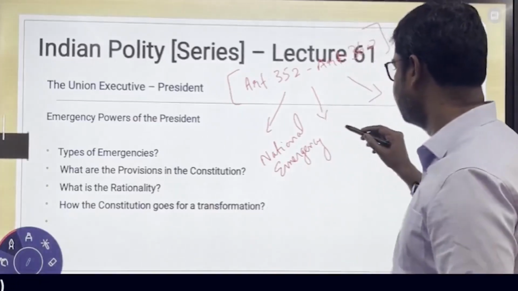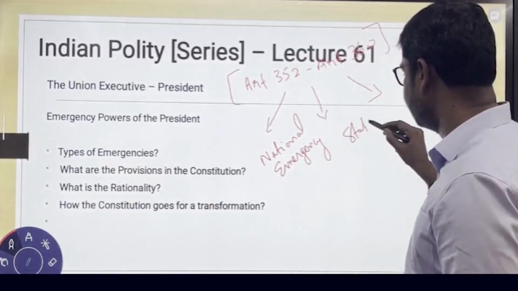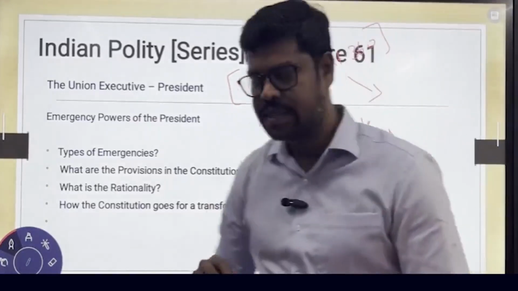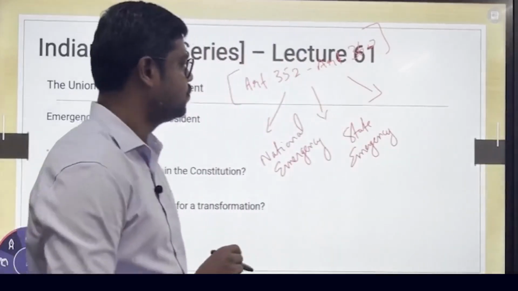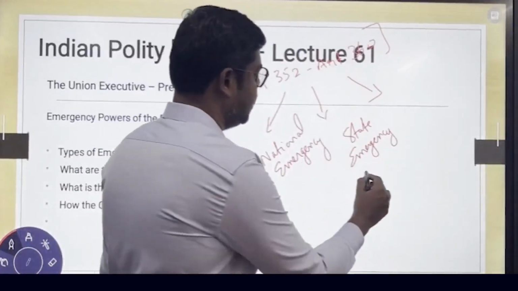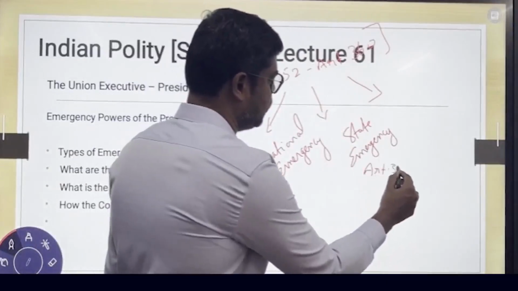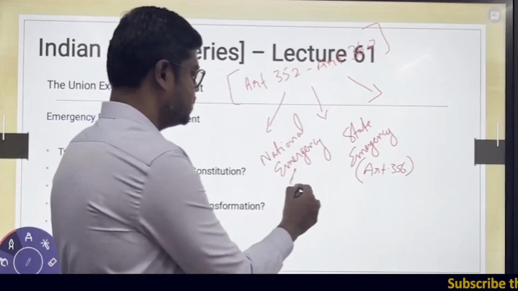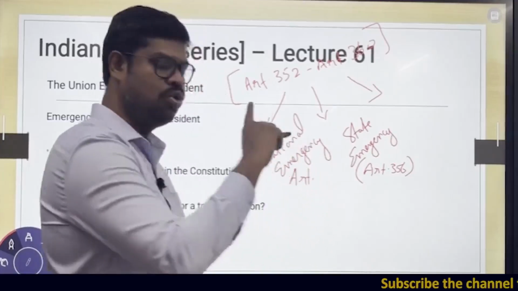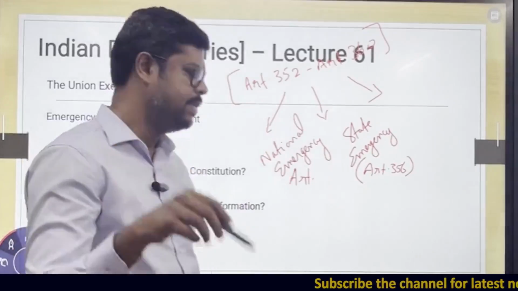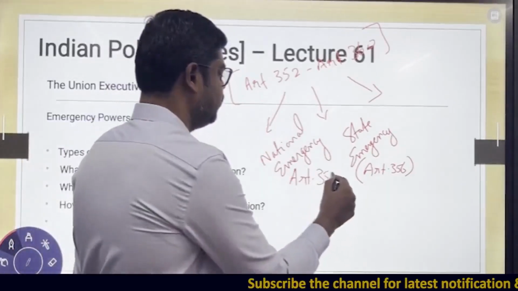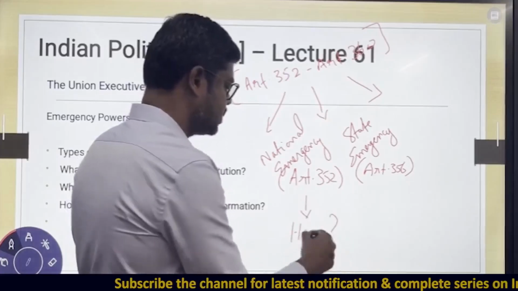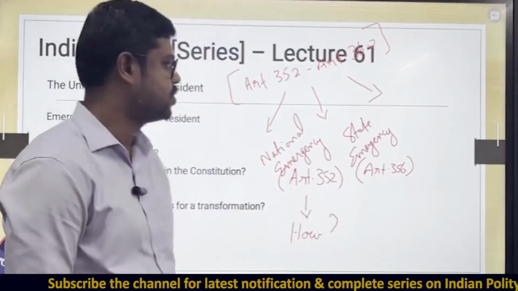The second type of emergency power is the state emergency, also called President's rule, conferred under Article 356 of the Constitution. The President can declare a state emergency in a particular state, and can declare a national emergency throughout the territory of India or in any part of India under Article 352. So, how many times? This was my question. I am going to discuss this, but if you know, you can put it in the comment box.